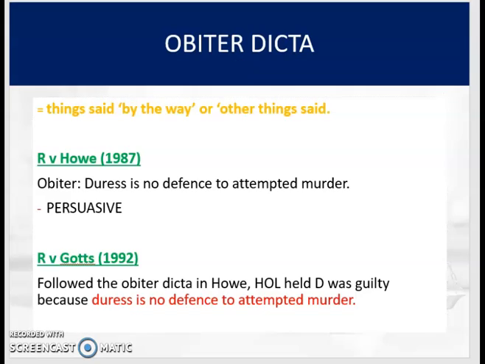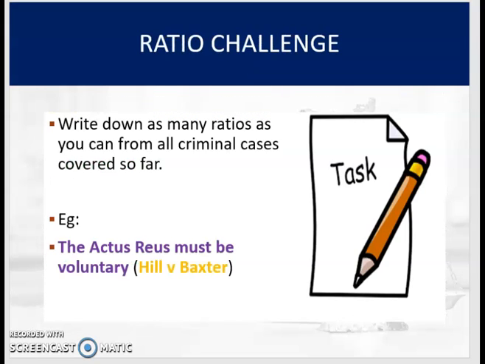And it might be useful at this point just to challenge yourself, really, to pause the video and write down as many ratios as you can from all the criminal cases we've covered so far. Give yourself 5 minutes, write as many ratio decidendi as you possibly can, because that's a nice revision task for criminal law as well. And then once you've done that, come straight back to me. So hopefully you got hundreds of ratios down on your paper there.